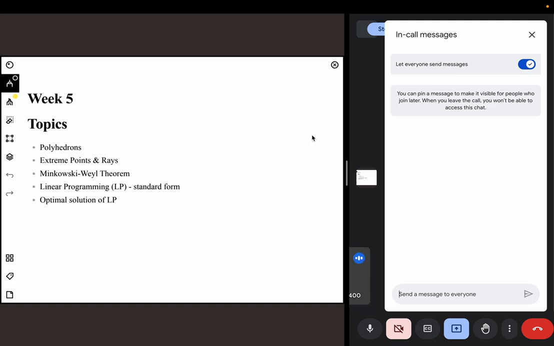Yeah, I guess we can get started. So these are the main topics that we'll be discussing this week. So let's get started with polyhedrons.